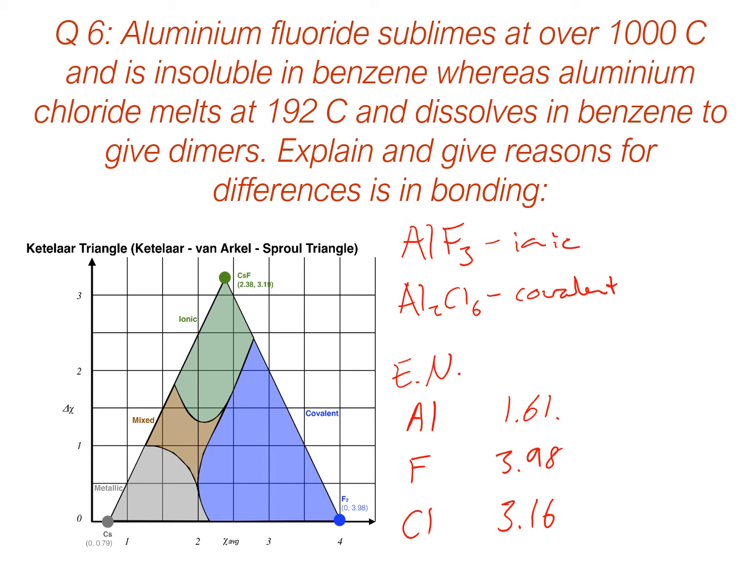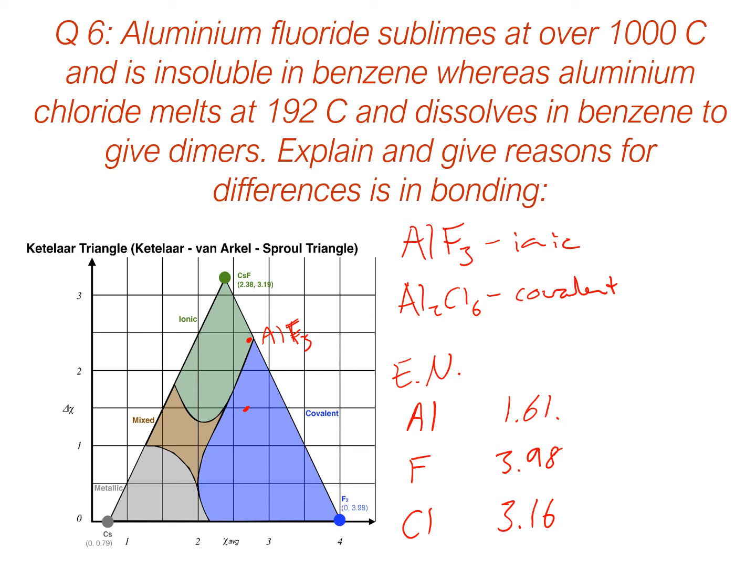So then if we plot the differences and the average on this triangle, we see that the average between aluminium and fluorine is 2.8, so it's somewhere around here, and the difference is 2.4. So that is right up here for aluminium fluoride. Whereas if we do it with the chloride, the average is 2.65, so that's more like here, and the difference is only 1.5.